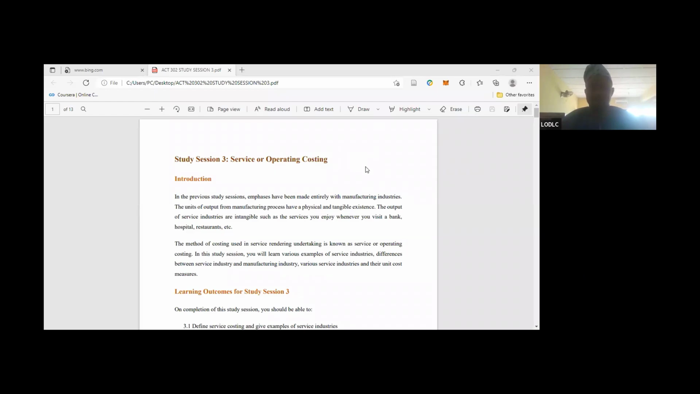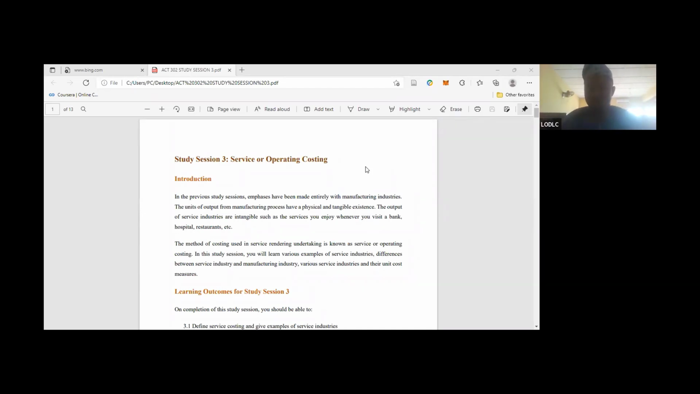So now, as I was saying, this is the SA302 class. We have done justice with study session 1 and 2. We are going to start with study session 3 today. Study session 3 is service costing, or what we can refer to as operating costing. So it's still the same thing. If you say service costing or operating costing, the two terms can be used interchangeably. In our last class, we discussed product costing, but this one we'll be talking about service costing.